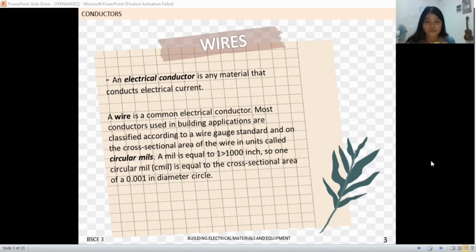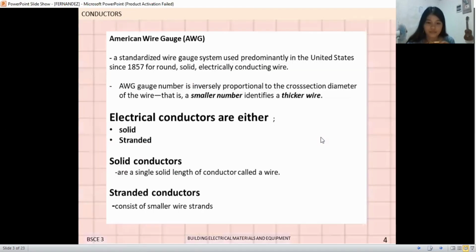So next, we have here the American Wire Gauge, or the AWG. It is a standard wire gauge system predominantly used in the United States since 1857 for round, solid electrical conducting wire. The AWG gauge number is inversely proportional to the cross-sectional diameter of a wire; a smaller number identifies a thicker wire. So if the gauge number is smaller, the wire is thicker. Electrical conductors are composed of two types, the solid and the stranded.